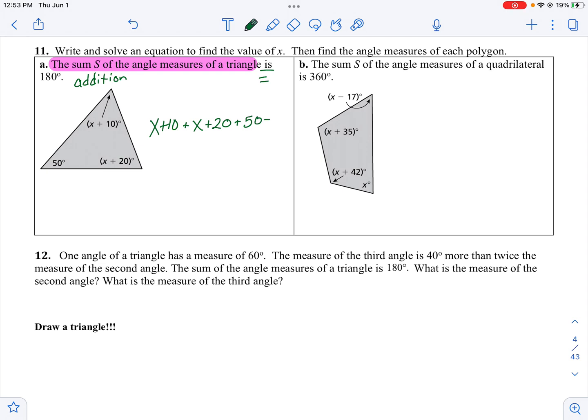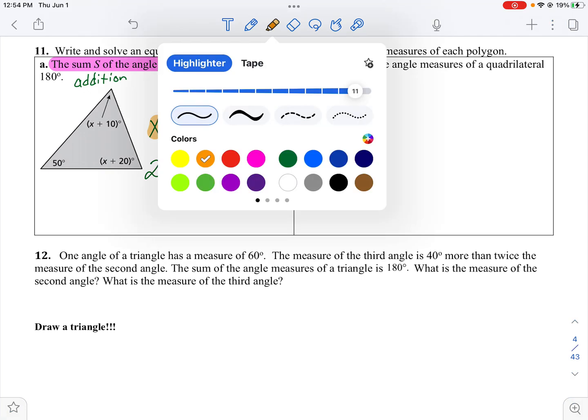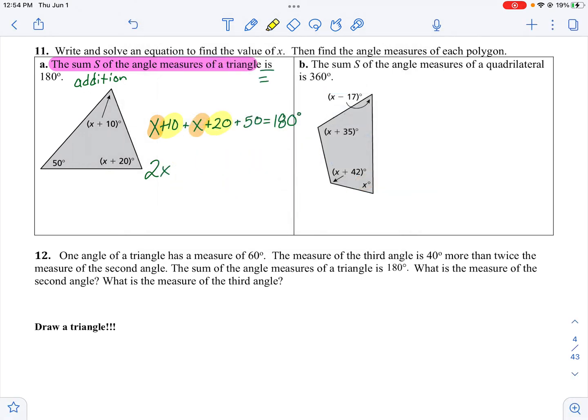The word is tells me it is equal to, and then the last word of the word problem is 180 degrees. So now we have to start combining some like terms. I see like terms with my variables. I see 2x's. I also see some like terms here with 10 and 20 and 50. So if I add up 10 and 20 is 30. 30 plus 50 is 80.